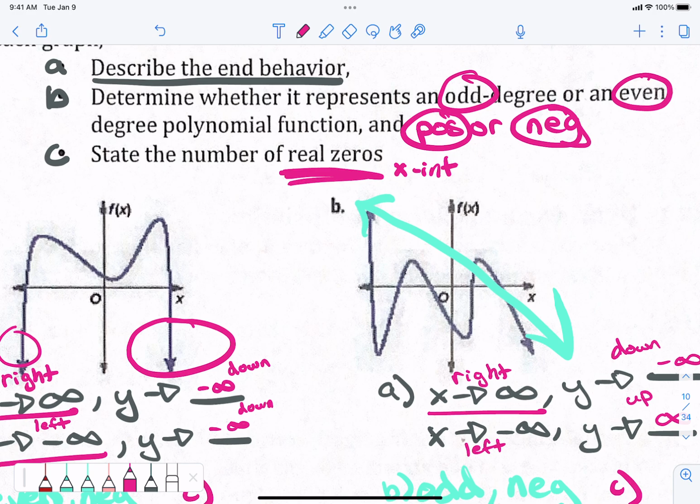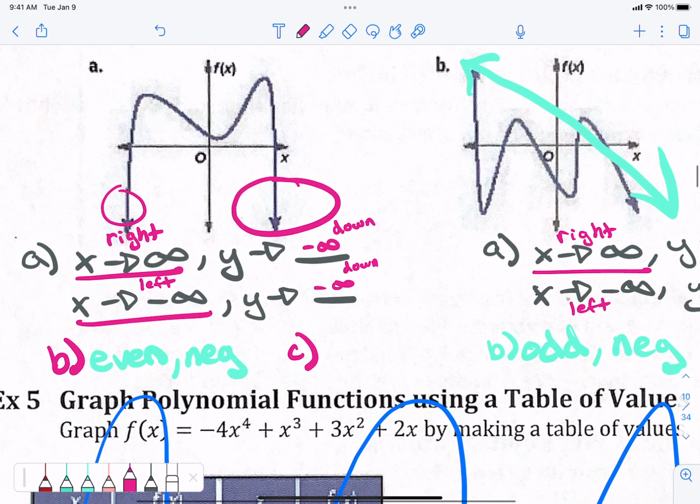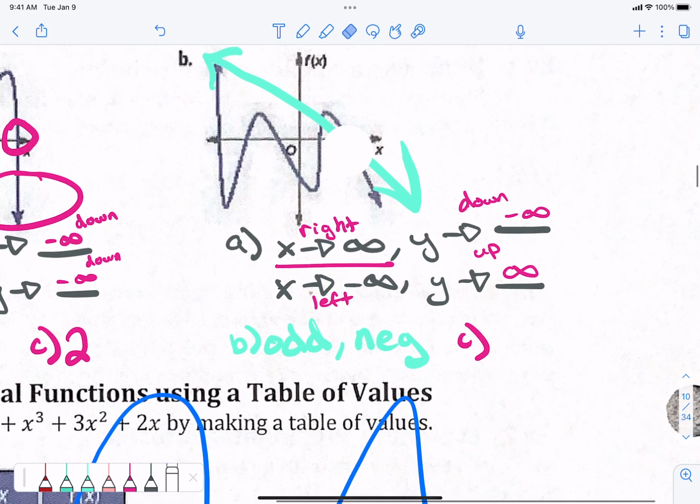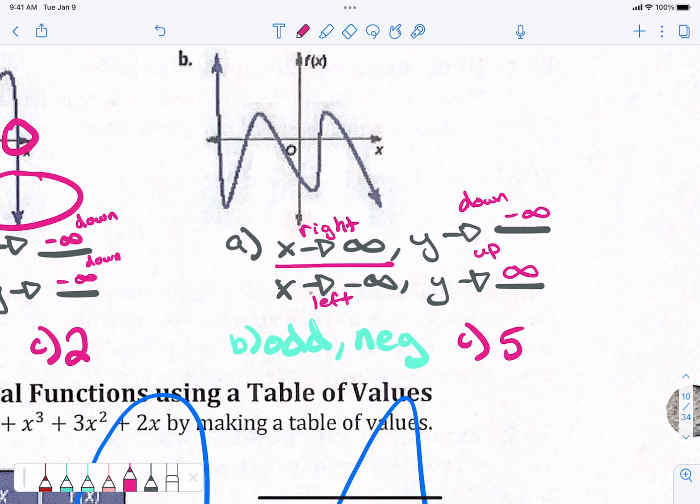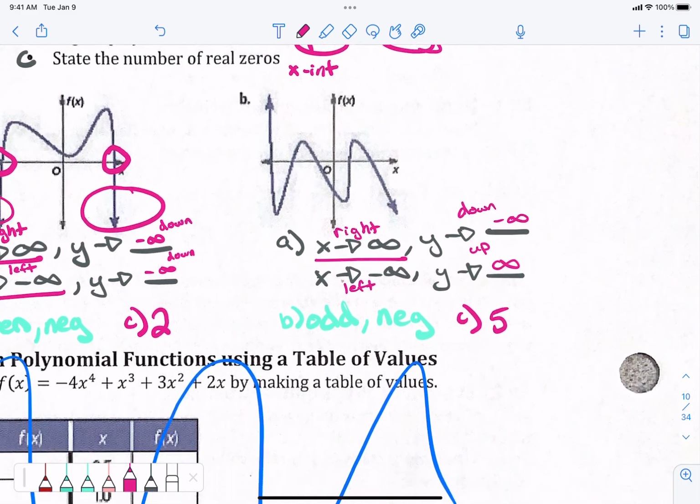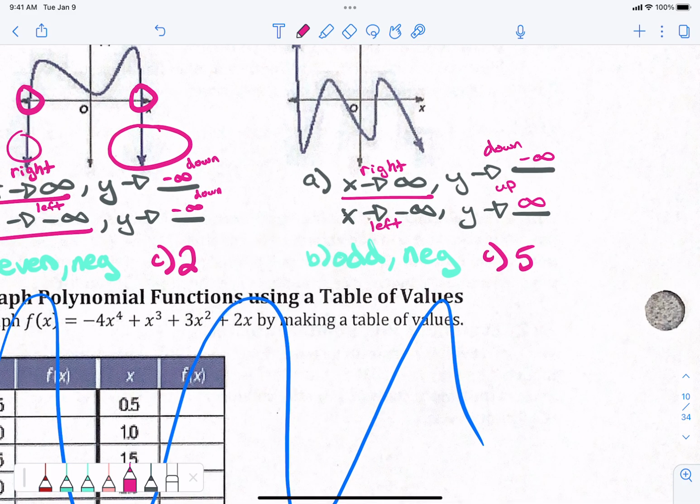So I heard Toby already said A has 2. It's touching twice, right here and right here. B has not 4. 1, 2, 3, 5. We can't count. It has 5 zeros, okay? So that's the number of zeros that it has.